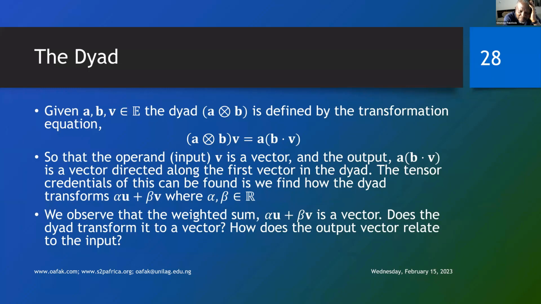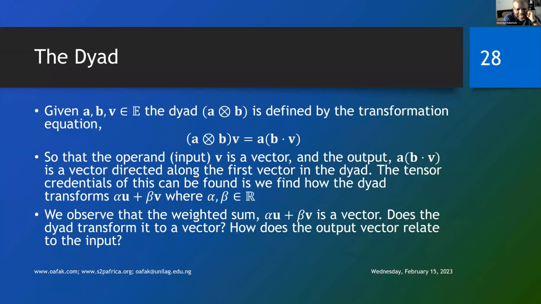So the input operand, V, is a vector, and the output operand is also a vector, but it is now directed along the first vector in the dyad. Anytime a dyad transforms a vector, all it does is change the direction and magnitude of the vector. The magnitude is altered, and the direction is also altered. So it changes the vector, but it still produces another vector.